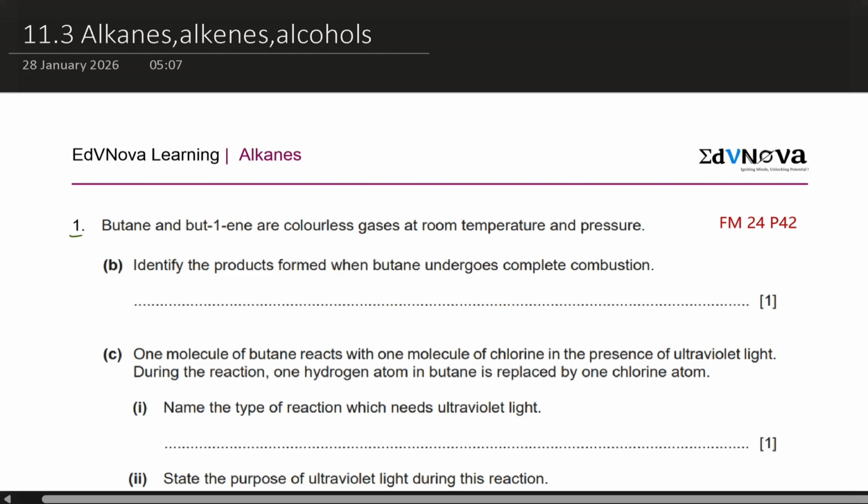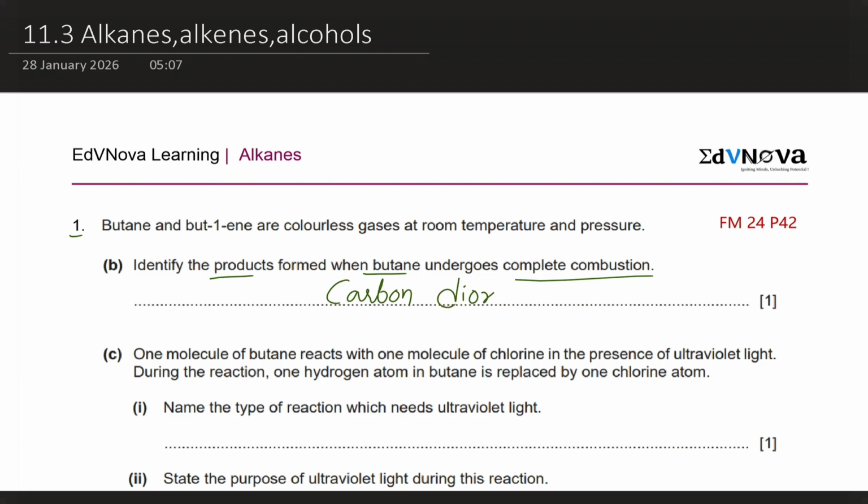Butane and but-1-ene are colorless gases at room temperature and pressure. Identify the products formed when butane undergoes complete combustion. When any hydrocarbon undergoes complete combustion, it always forms carbon dioxide and water. So just write carbon dioxide and water.